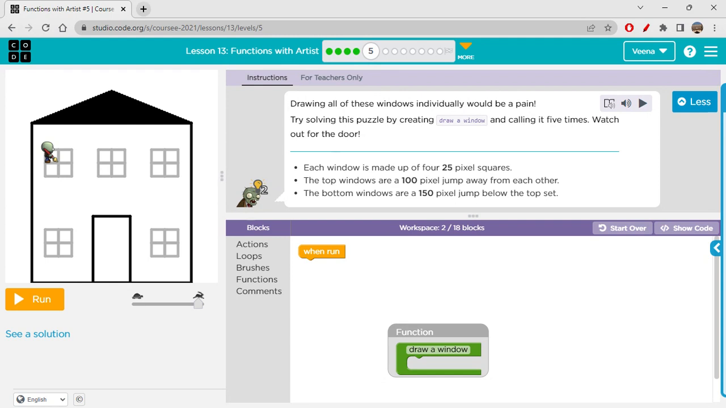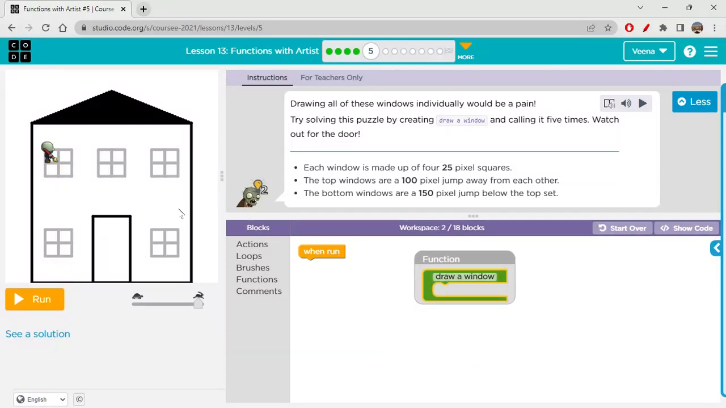Watch out for the door. Each window is made up of four 25 pixel squares. The top windows are a 100 pixel jump away from each other. And the bottom windows are a 150 pixel jump below the top set. So from here till here, they are 150 pixels away. Okay, let's check it out.